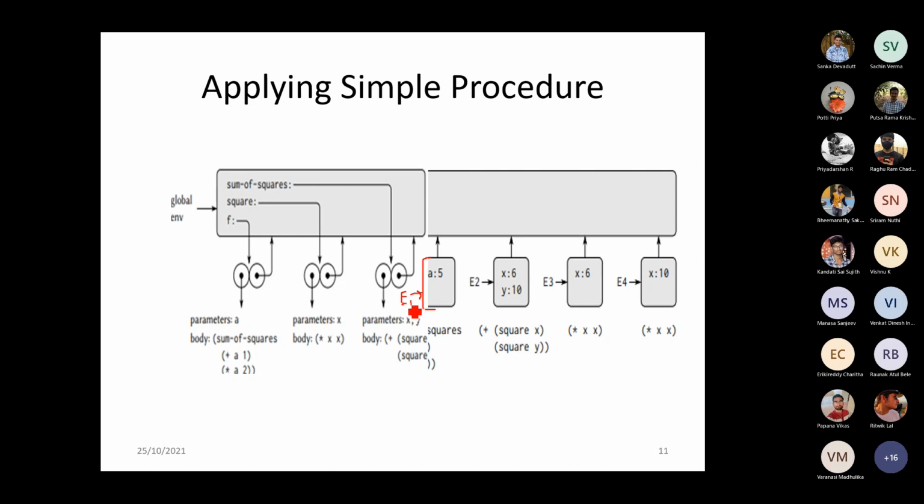Here, as per this textbook, they have named the frames E1, E2, E3, E4. If you want, you can give your own names like A, B, C, D, or X1, X2, X3, whichever one.